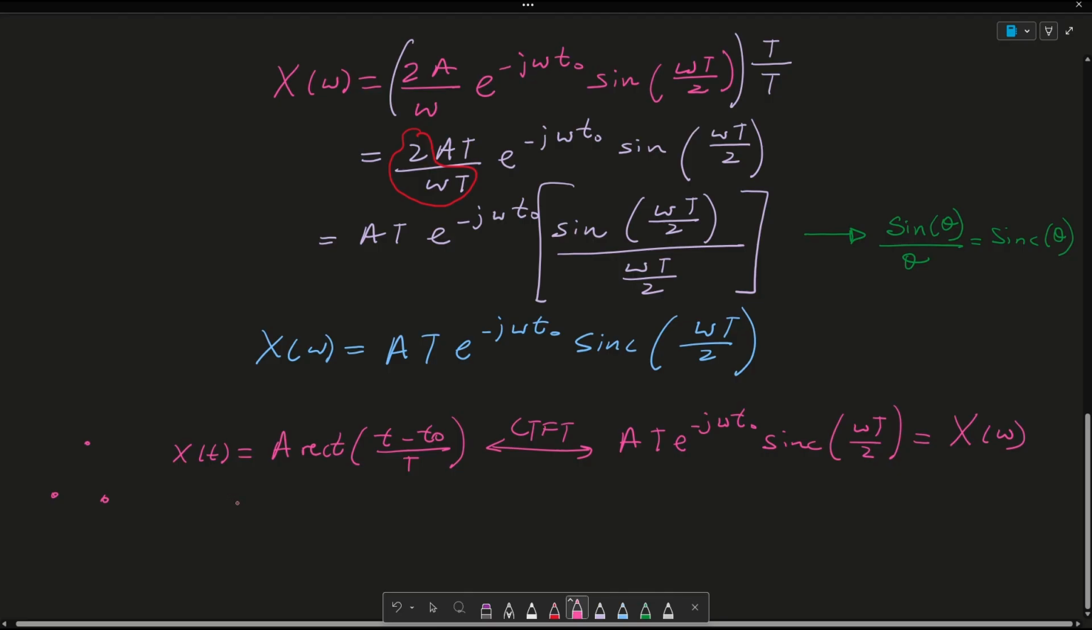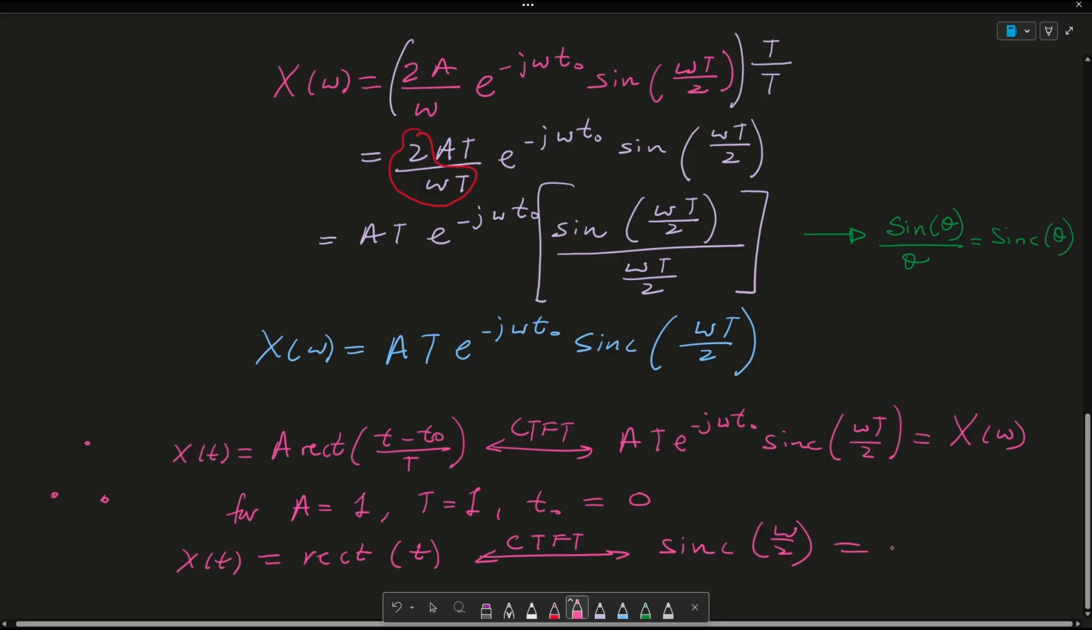And for most standard textbooks, they consider a case where A is equal to 1, T is equal to 1, and t naught is equal to 0. We can say that x of t is basically this rect of t, which has a continuous time Fourier transform of simply the sinc of omega over 2 function, which again is this capital X of omega.